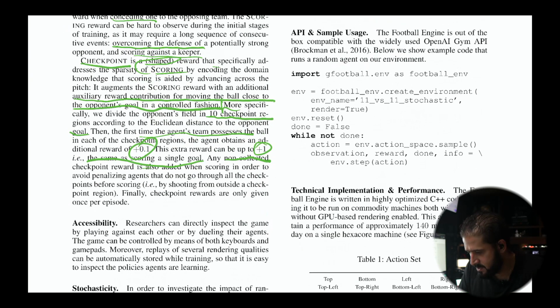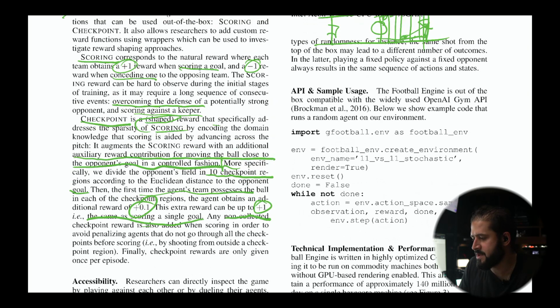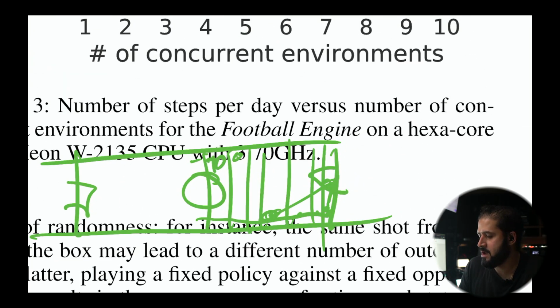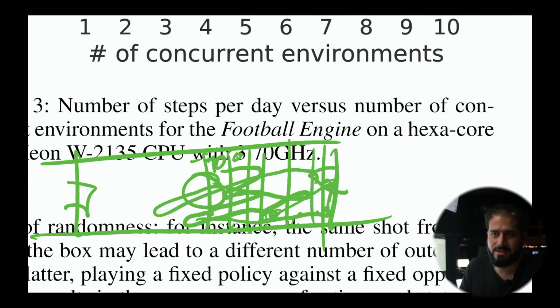Let's see if I don't miss anything here. Any collected rewards also when scoring, when penalizing the agents. Go through all the checkpoints. Finally, checkpoint rewards are only given once per episode. Okay, right. So because I don't want the agents to get in a loop. Basically, you can imagine the agent going, oh, look at that. If I go here and then go out and go back and go out and go back, and that's not the behavior that you want.